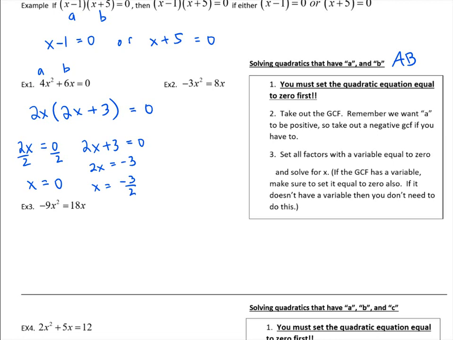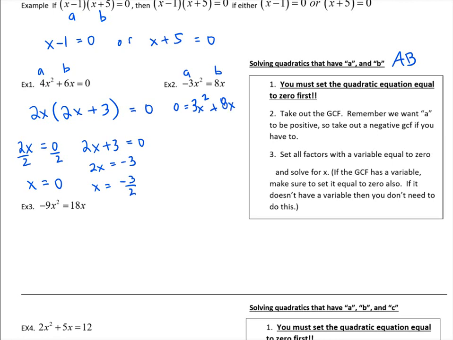Example 2 here. So once again, I have to notice, oh, this is A and this is B. A and B. So first thing you want to do is you want to get A and B on the same side. Okay, you want to get A and B on the same side for this example here. So it doesn't matter, you can minus the 8x over or add the 3x. It doesn't make a difference. Let's say I add the 3x. So I'm going to get 0 is equal to 3x squared plus 8x.